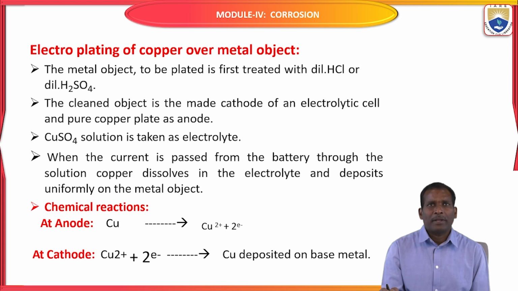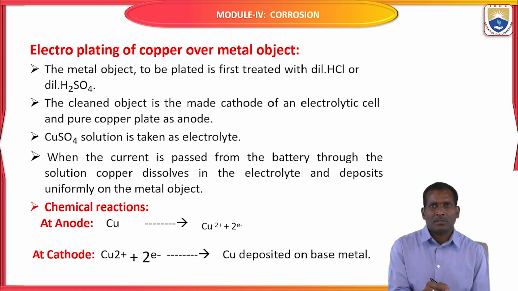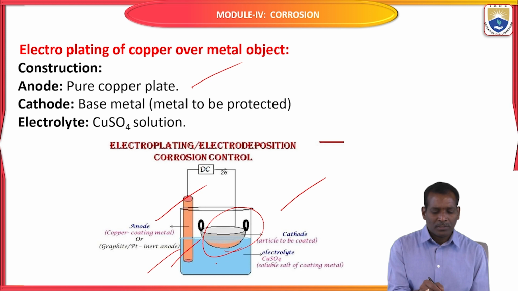In the electroplating of copper, the object to be plated is first treated with dilute HCl or dilute H2SO4. The cleaned object is then made the cathode of an electrolytic cell, with a pure copper plate as anode. The copper sulfate solution is taken as the electrolyte. Whenever current is passed from the battery through the solution, copper dissolves in the electrolyte and then deposits uniformly on the metal object, slowly coating the metal.